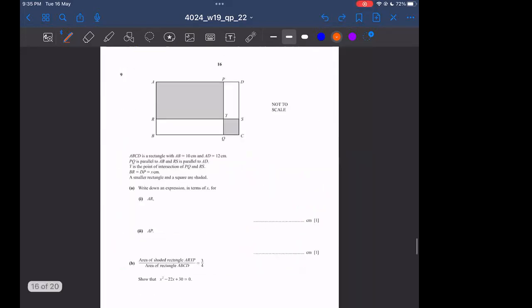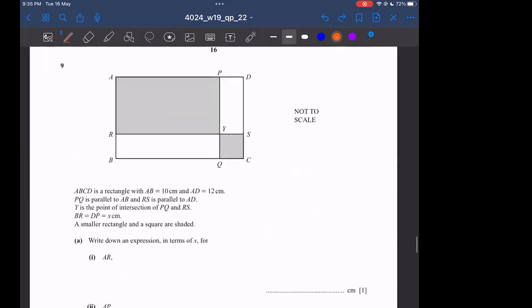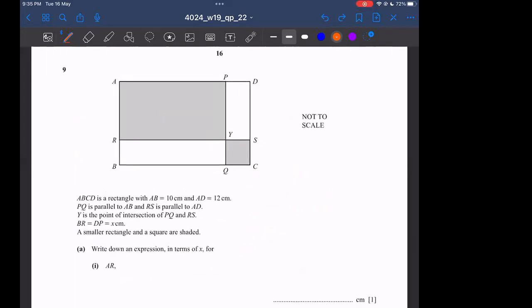In question number 9, it says there's a 2D shape. ABCD is a rectangle. AB is 10, AD is 12. PQ is parallel to AB and RS is parallel to AD. Y is the point of intersection of PQ and RS. BR and DP are X, a smaller rectangle and a square is shaded. Write down the expression in terms of X for AR.